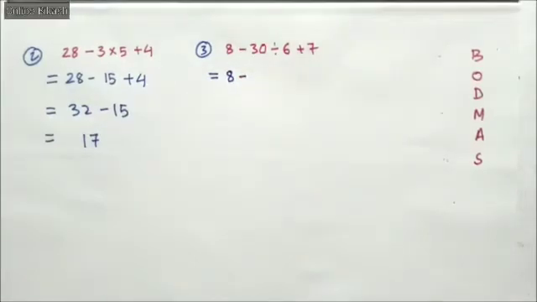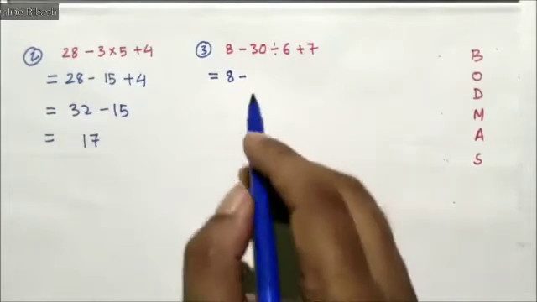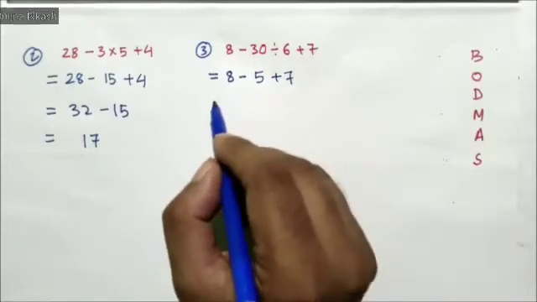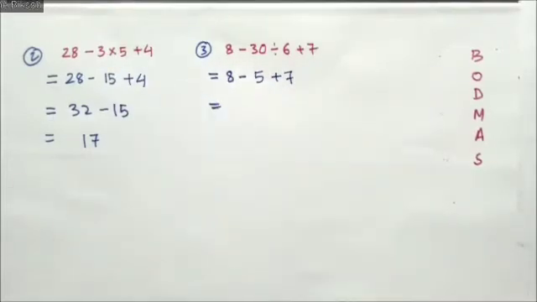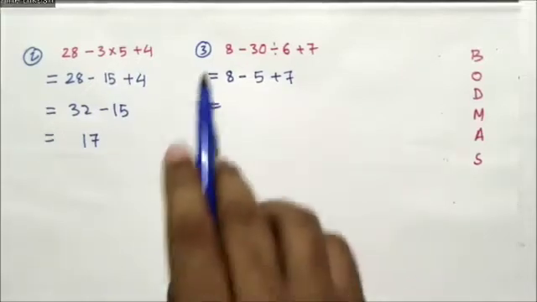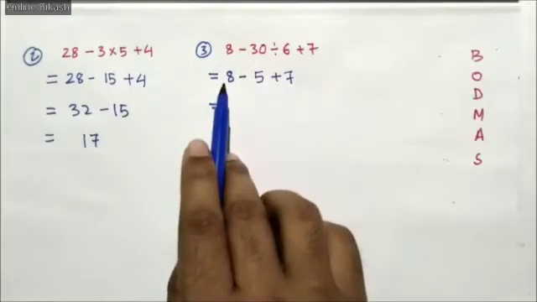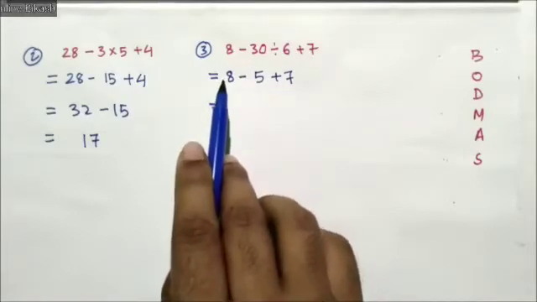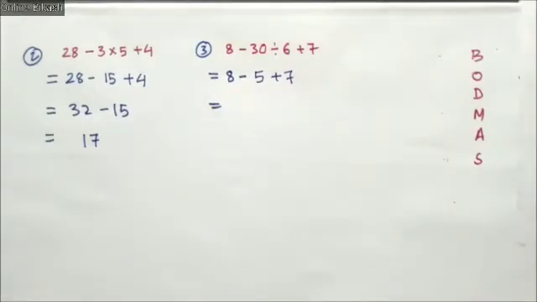Now 8 minus 30 divided by 6. 6 how many is 30? 6 fives are 30, plus 7. As I have told you, first you add all the numbers having the same signs. This 8 has a plus sign in front of it; though you cannot see the plus sign here, you have to assume that there is a plus sign in front of 8.